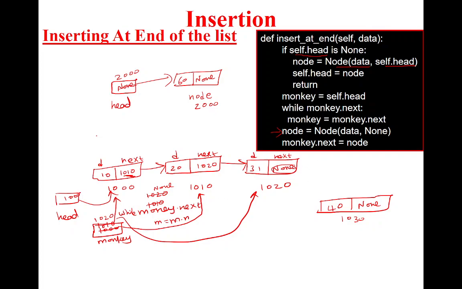What is the name of this place? Monkey is pointing to 1020. So this is nothing but monkey dot next equal to newly created node. What is the newly created node? This node. So this node's address, 1030, will come here. So here it will get the 1030. So the link will be created. So now we have inserted the node at the last.